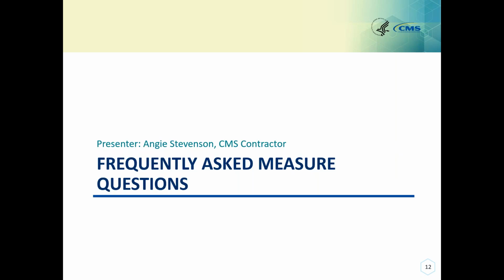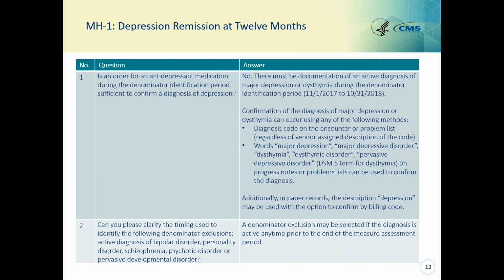Thank you. Now I'll pass it off to Angie Stevenson to go over frequently asked measure questions. Hi, everyone. This is Angie with the PIMS Measures team. Our first frequently asked question today is on the MH1 depression remission at 12 months measure.